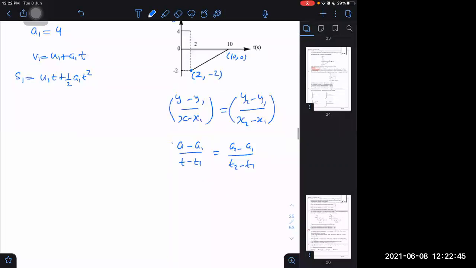Tell me what is a1 here. Consider it as t1 and it is a1. This is t2 and this is a2. And then tell me what result we get. What is the acceleration?